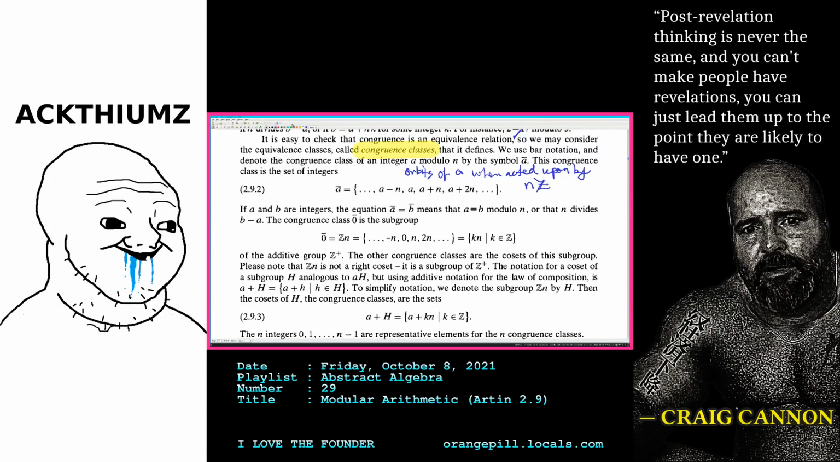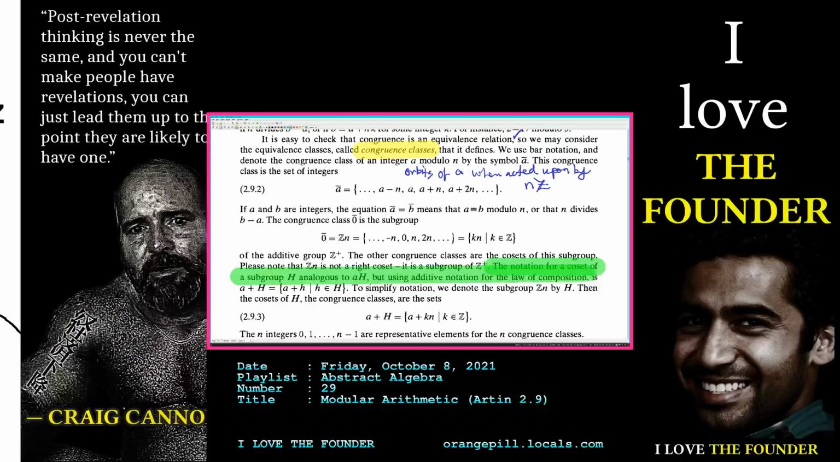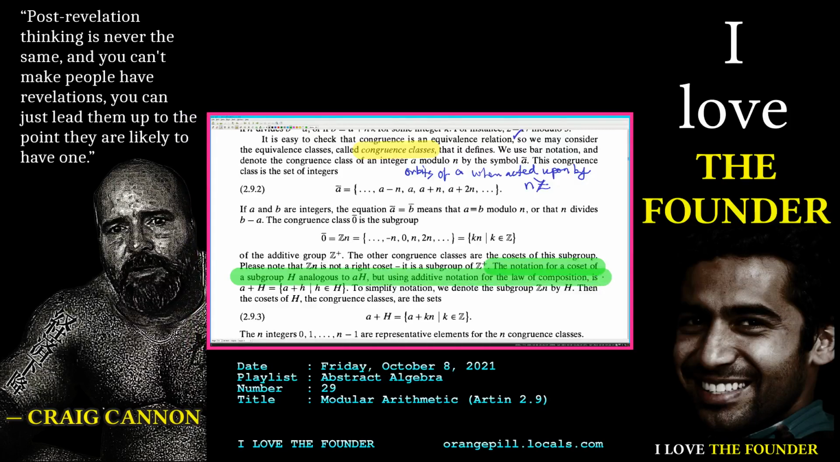So, let me highlight this in glowy green because this is an important glowy point, which is the glowy notation. The notation, hey, what happened to my ruler? The notation for a coset of the subgroup H, oh, oops.